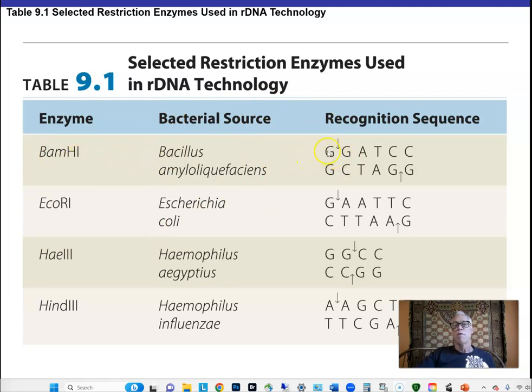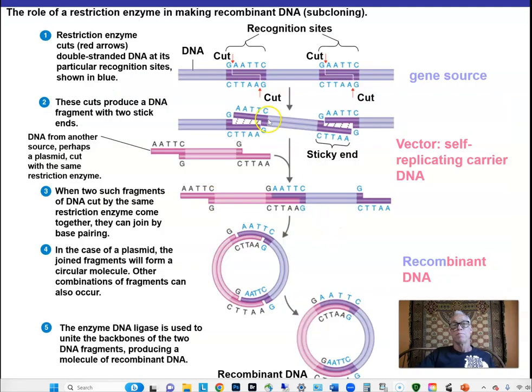BamHI will cut wherever there's a GGATCC sequence in the DNA. So again, if we engineer a GGATCC sequence somewhere in a plasmid, we know that when we cut it with BamHI, it's going to open up at that spot and leave some specific overhangs. What do I mean by that?